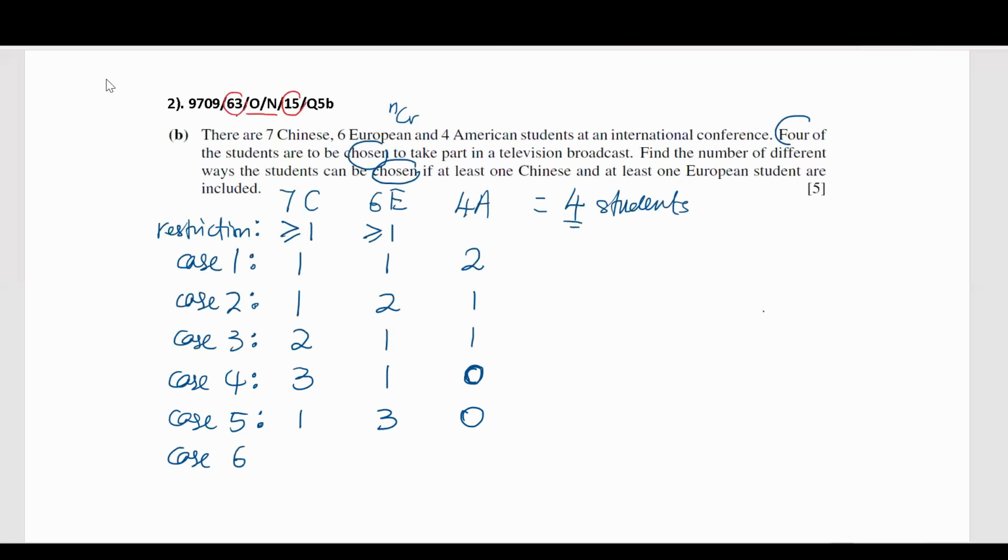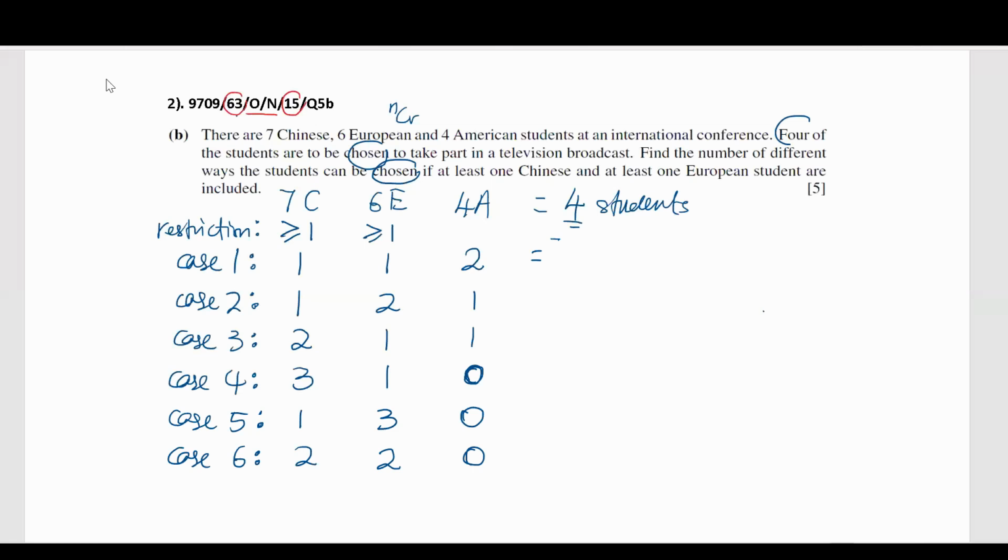Or do we have any more possible cases? Yes, there's one more, which is case 6 here. There are 2 Chinese, 2 European, and 0 American. All right, so these are the cases that follow the restrictions to form a team of 4. Okay, now we are going to find out the number of ways.